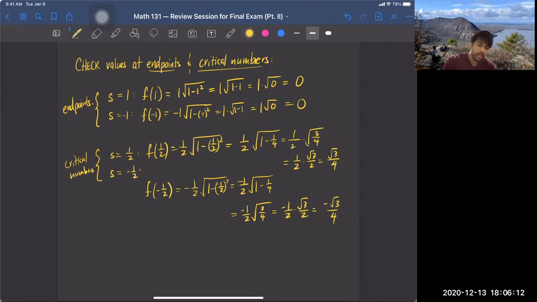So what is the biggest? Rad 3 over 4. So that's my max. So this is my absolute max value. And then what is negative rad 3 over 4? That's going to be the absolute min value. And I think that's it, right? So any questions about the max and min?